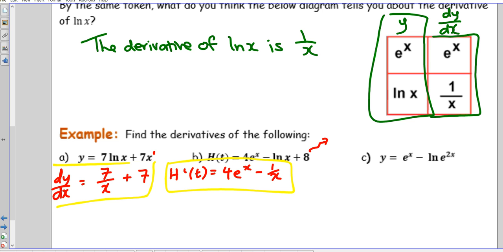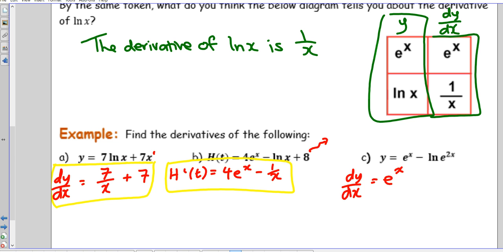Okay. And this is y, so let's use the dy/dx. e to the x. What would that one become? e to the x. Doesn't change. Unchangeable.